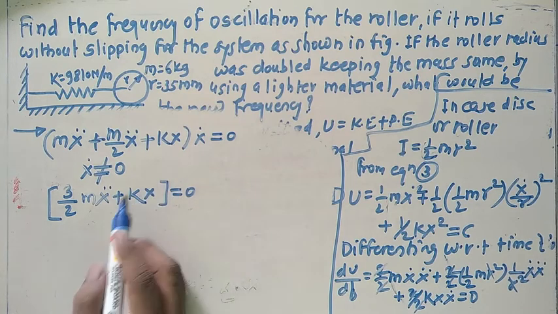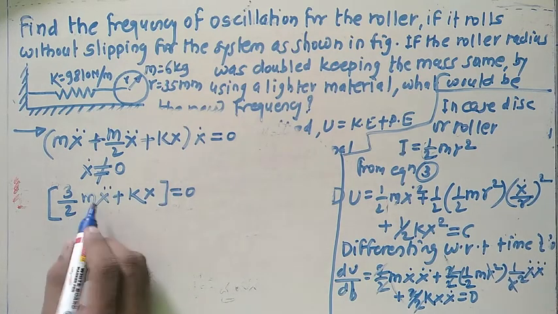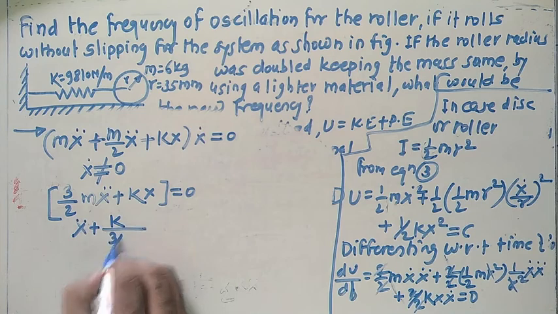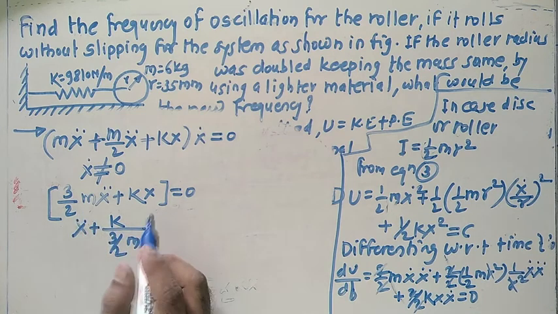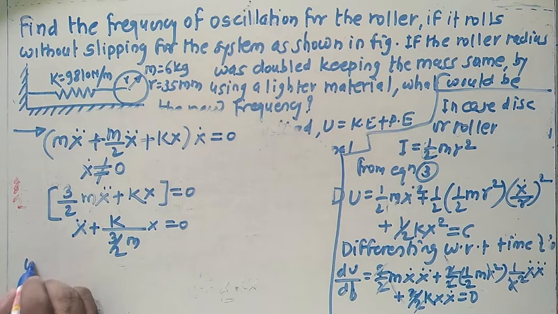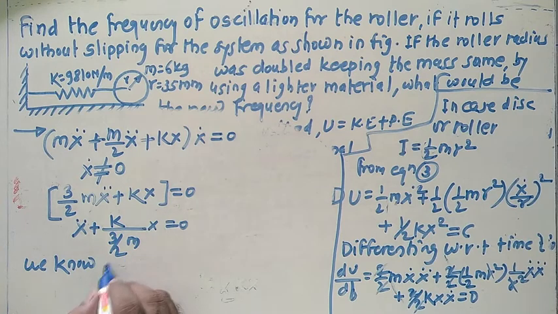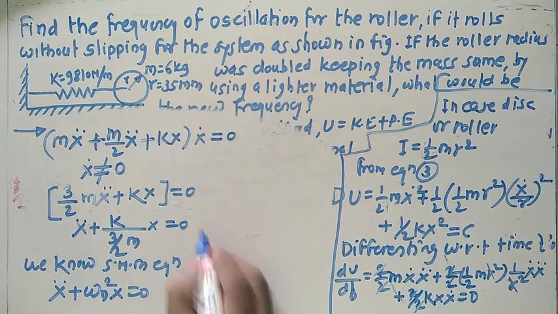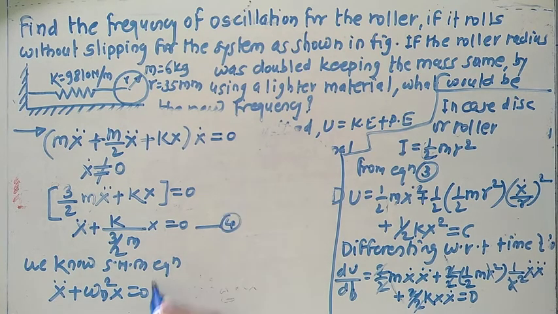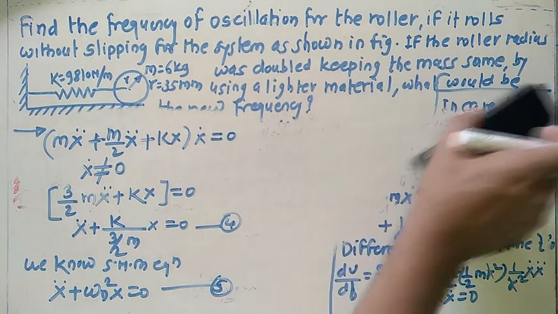So what about the next one? Now rewrite this equation in such a way that we can compare it with the SHM equation. So 3 by 2 m goes in the denominator into x, equate with 0. We know the SHM equation. So what is that equation? x double dot plus omega n square into x equals 0. Equation number 4 is here, equation number 5 is here. Just compare equation number 4 and equation number 5 and see what we get.